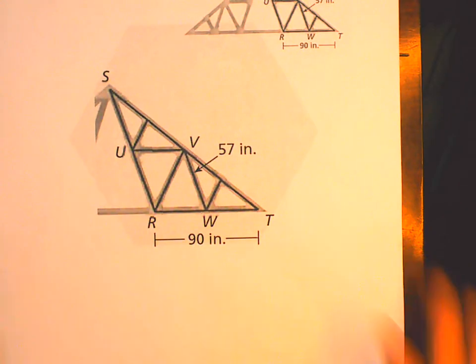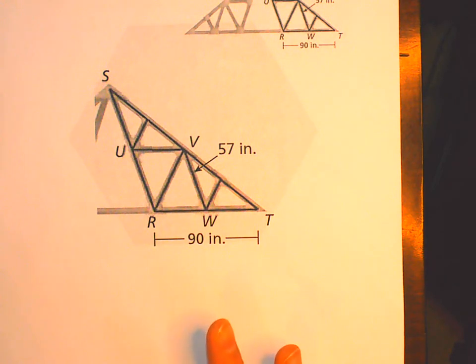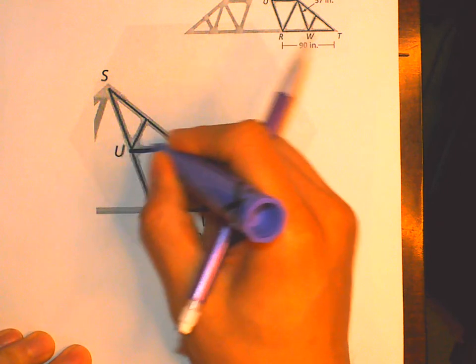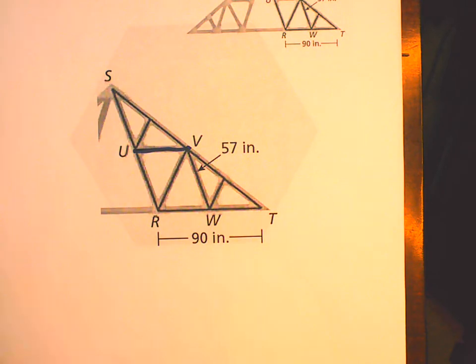In this next example, it says triangles are used for strength in roof truss. In the diagram, UV and VW are mid-segments of the triangle RST. Find UV and RS. So we are looking for UV and RS. Let's start with UV.